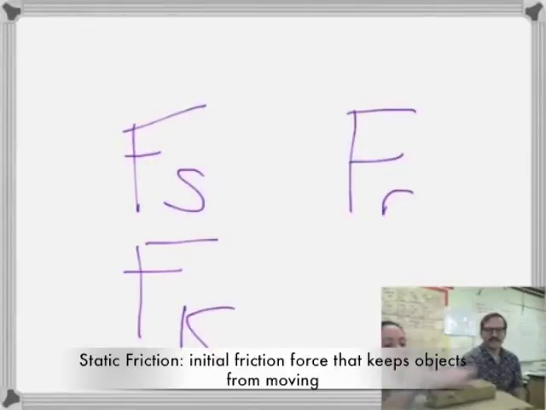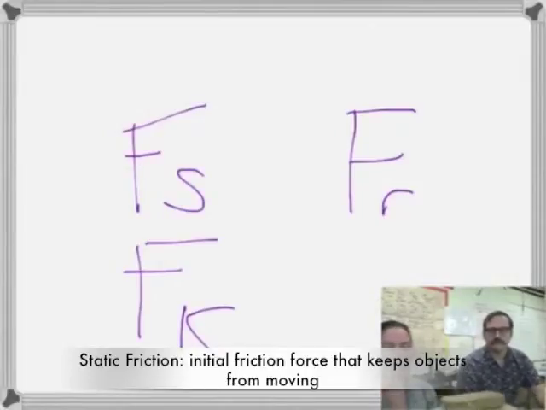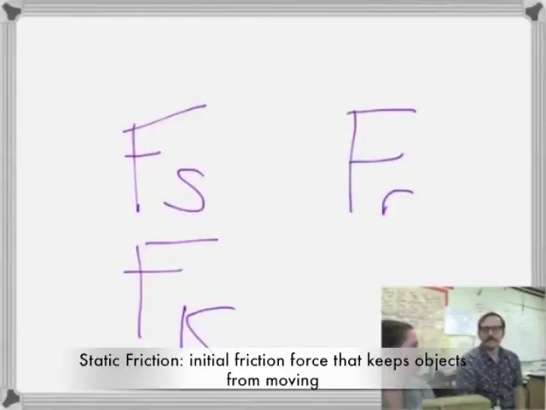All right, so right now they're not moving. There's no change, so it's static. So in order to get them moving past one another, it takes a good bit of force just to get them in motion. So that initial force that you have to overcome, we call that the static friction force.